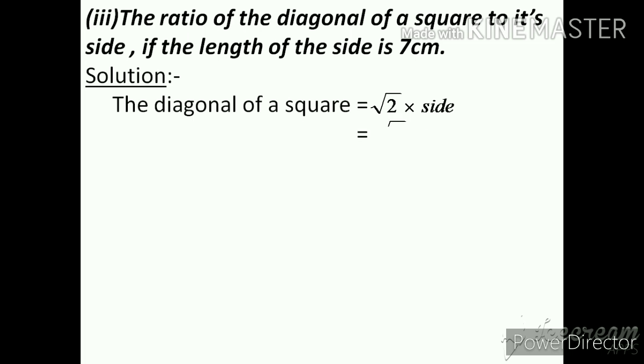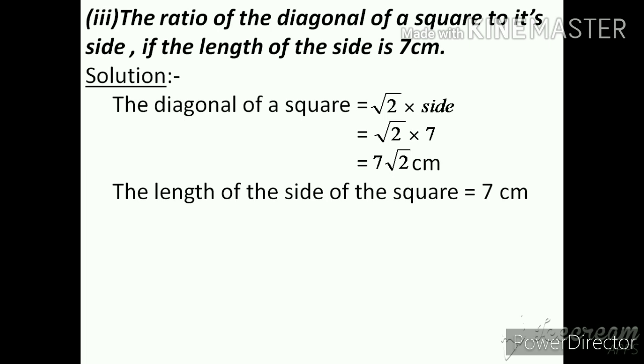Okay. Diagonal of a square formula equals root 2 into 7. Side is given, children, in the question, 7. So, we have to take 7. Equal to 7 root 2 centimeter.